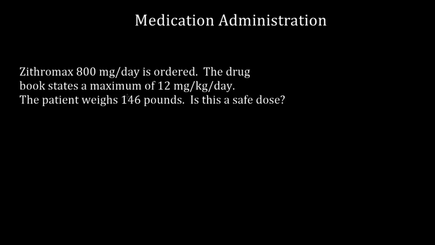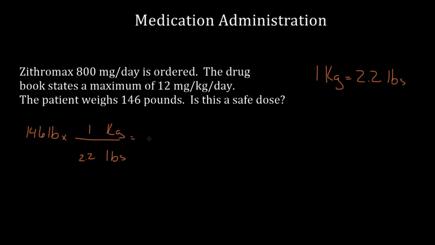Okay, well, we have our weight in pounds. We need to convert that to kilograms. So we know that 1 kilogram is equal to 2.2 pounds. So let's take the patient's weight, 146 pounds, and convert that to kilograms. There's 2.2 pounds in 1 kilogram. That is equivalent to 66.36 kilograms.